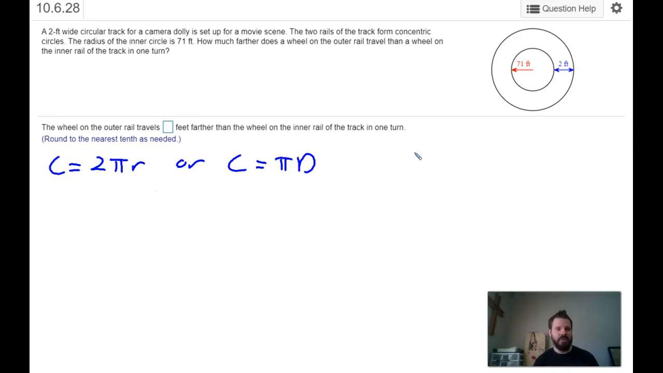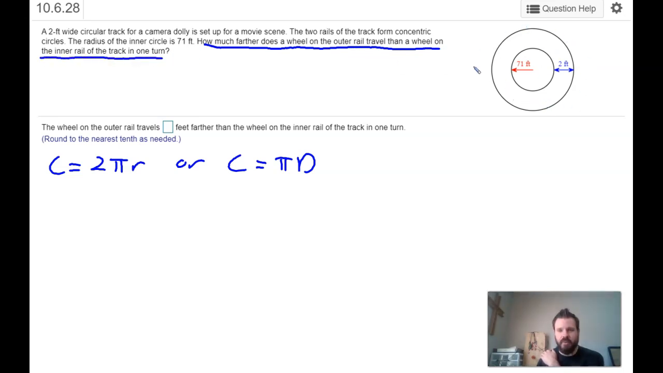It says a 2-foot wide circular track for a camera dolly is set up for a movie scene. The 2 rails of the track form concentric circles. The radius of the inner circle is 71 feet. How much further does the wheel on the outer rail travel than the wheel on the inner rail? That is the question. How much further does something spinning around this track, how much further does the outer wheel travel than the inner wheel? This drawing's not to scale. In other words, how much more is the circumference of the outer circle than the inner circle?